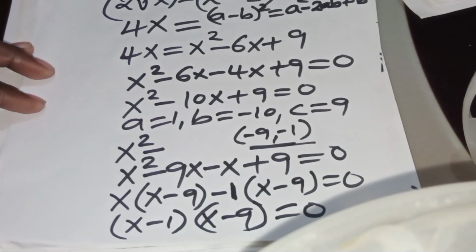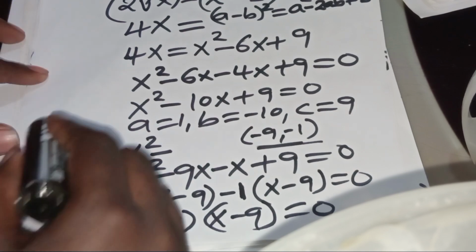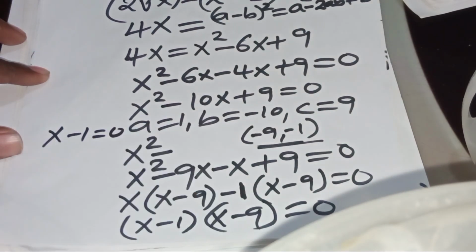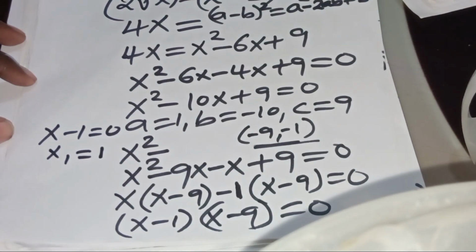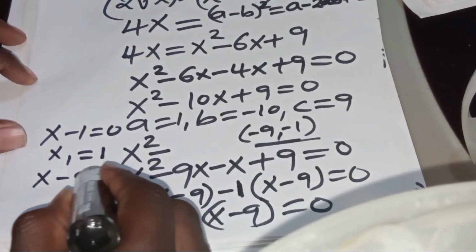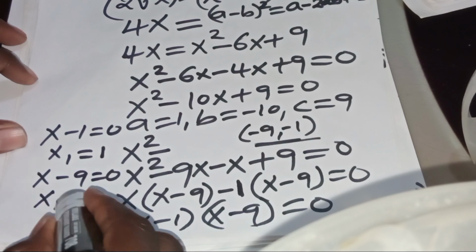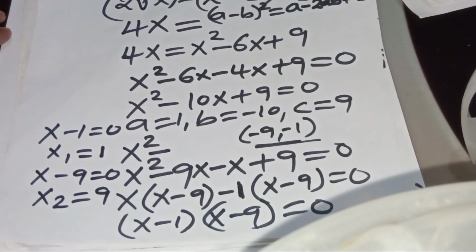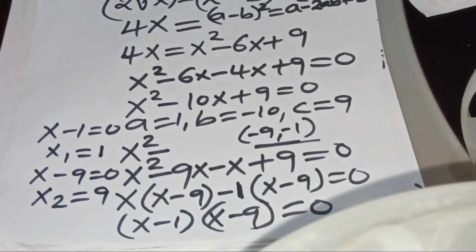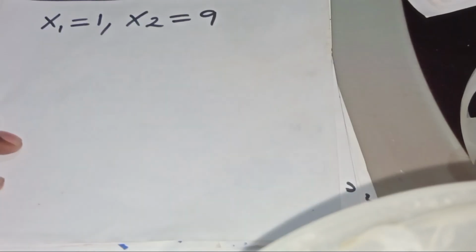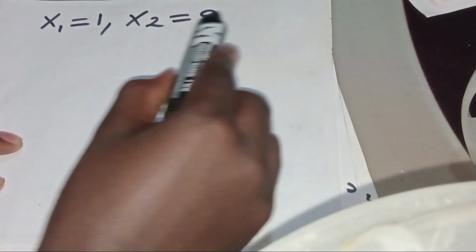And that means that we have two values of x. We have x minus 1 equal to 0, and that means that x1 is equal to 1. And we have x subtract 9 equal to 0, and that means that x2 is equal to 9. So we have two values of x: x1 is equal to 1, x2 is equal to 9.